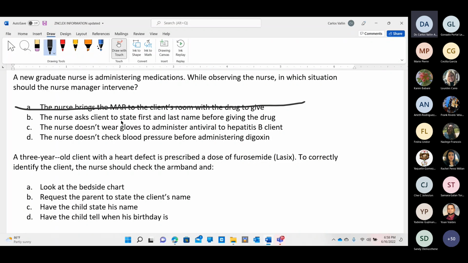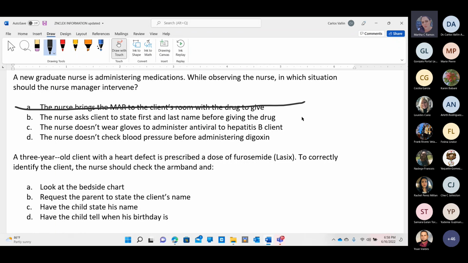Okay, the nurse asks the client to state first and last name before giving the drug. What do you think about this? She needs another identifier, like birthday. That one is okay, date of birth. So you need another identifier, not just the name. I'm not sure, so what I do in my test is put a question mark here. So for some of us it's okay, for others it's not complete. Let's continue.